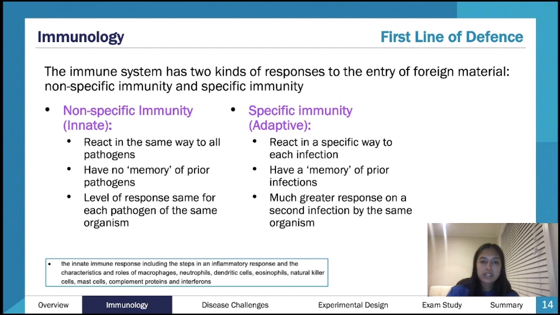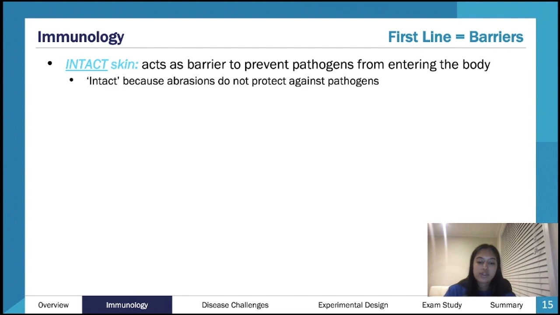So in terms of the first line of defense, this is preventing pathogens from entering the individual. A big one is intact skin. You can see it's underlined, intact. If you just say skin, you will not get the mark because the skin could be open or damaged. Intact skin has to be closed. So that's obviously a pretty clear physical barrier. When it's open, skin is sort of useless if there's a big gaping hole in it, because then the bacteria can just jump right in.